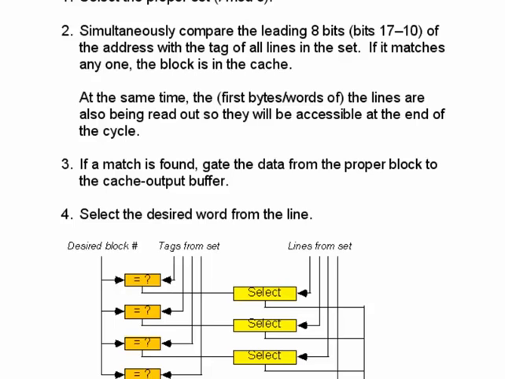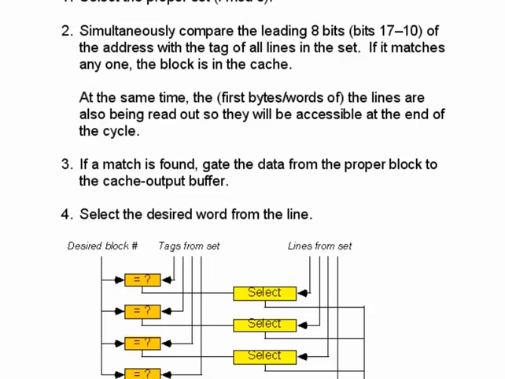So at the same time we're doing this comparison, we can read out the first bytes or words of the lines so that they'll be accessible at the end of the cycle. So you determine where in the set the hit is. In the meantime, you're reading out the first bytes or word of all the lines in the set. And then if there's a match, you just take the data from the block that was actually in the cache, the block where you hit in the cache, and then put that out onto the right line.